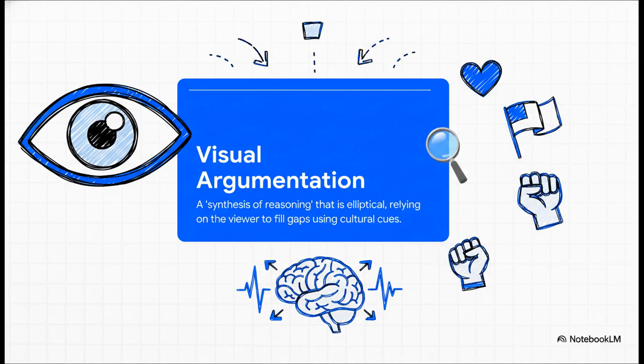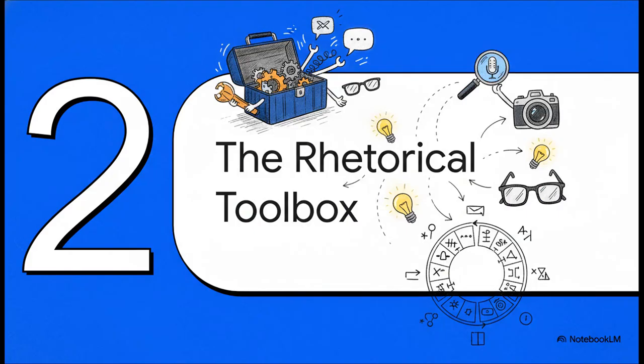It's elliptical, meaning it leaves gaps. It actually counts on you to fill in those gaps with your own cultural knowledge, your own biases, your own emotions. And that's its superpower, right? It just bypasses all our logical filters and goes straight for the gut, triggering things like fear or patriotism or anger in an instant. So how are these powerful arguments actually built? Well, just like a great speech, persuasive images have their own kind of rhetorical toolbox. We're about to break down the key tools that creators use to build their visual messages. Think of this as our official propaganda decoder ring.